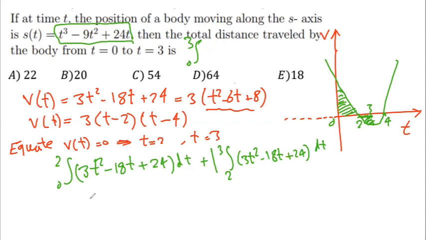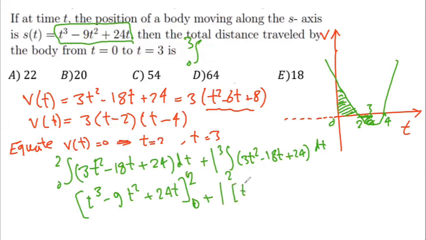So the integration will give us the displacement function t cubed minus 9t squared plus 24t. Here's from 0 to 2. We know this will be a positive quantity. And then we have the same function between 2 and 3. This will be a negative quantity, but when we take its absolute value, we'll get the distance.